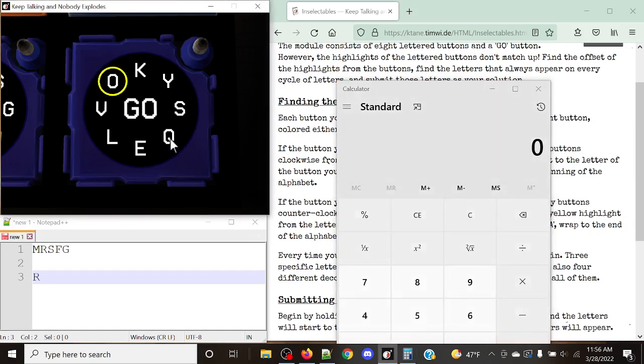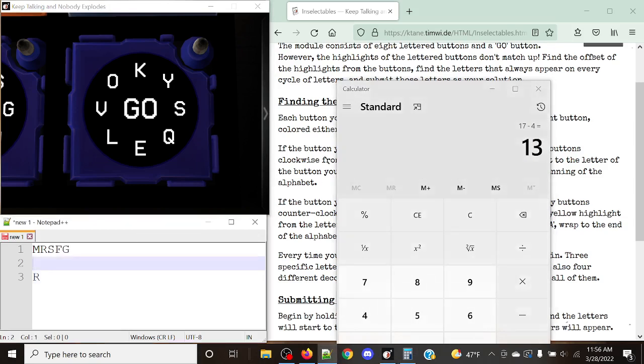Next up, Quebec. Quebec is going to be 4 spaces counterclockwise. This is going to be a 17 minus the 4, which is going to be a 13. That's going to be a Mike. Mike is indeed present in the previous sequence, so that's another letter that we could be looking at here.